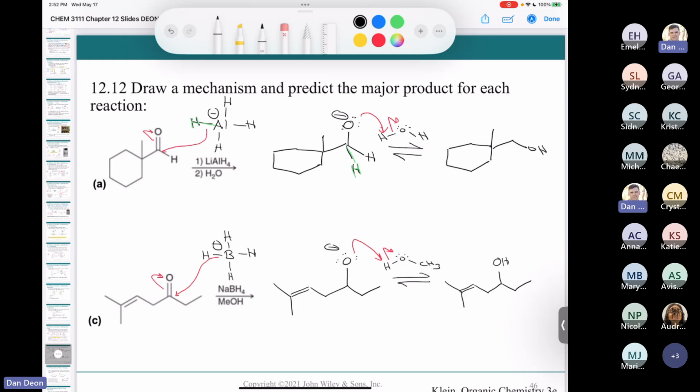And you're expected to know these mechanisms, the reduction of a carbonyl group with lithium aluminum hydride or sodium borohydride. Okay, well, let's move on from there.